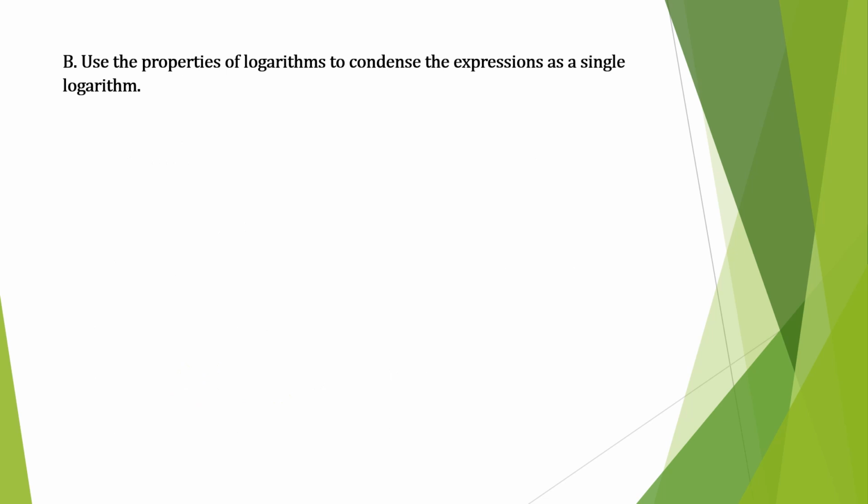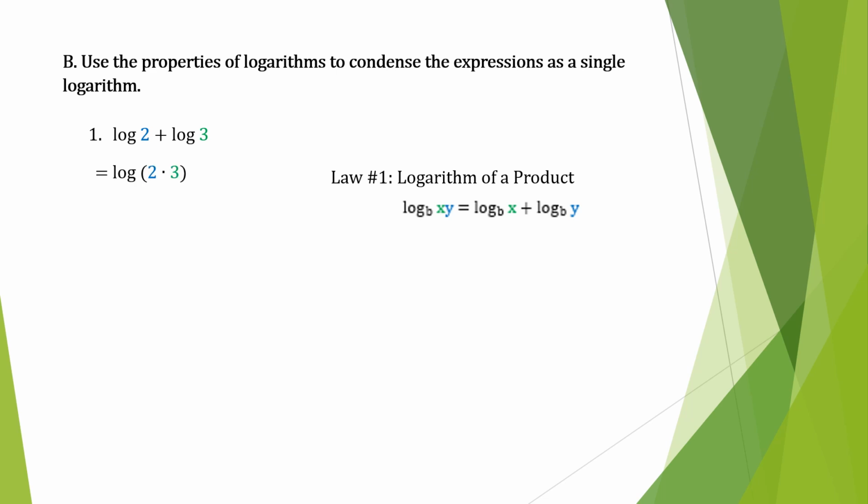Letter D. Use the properties of logarithms to condense the expressions as a single logarithm. Number 1. Logarithm of 2 plus logarithm of 3. Remember that the logarithm of a product is equal to the sum of the logarithms of its factors. So we will apply law number 1, or the logarithm of a product. So we have logarithm of the quantity 2 times 3. So we have logarithm of 6.